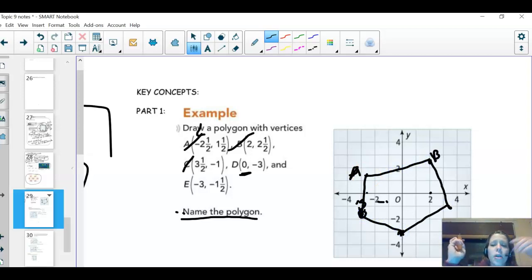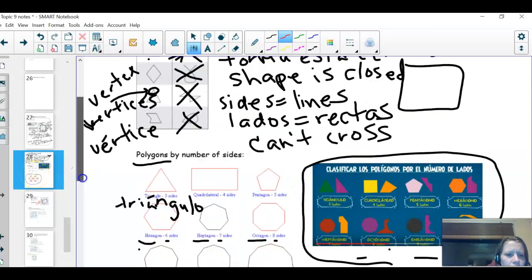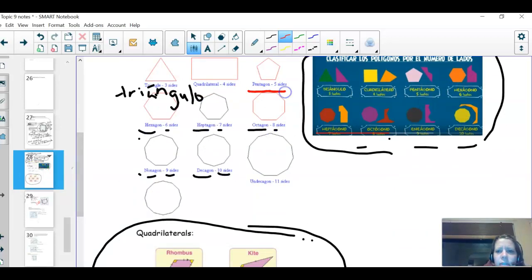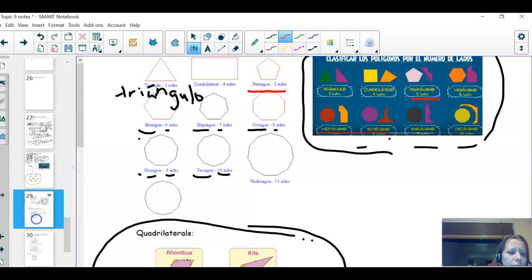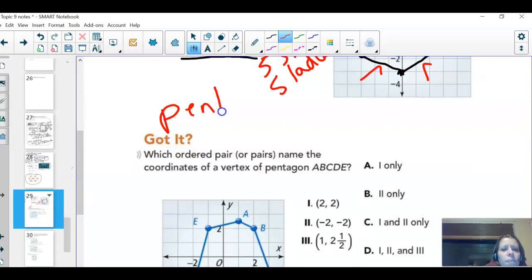Okay, ahora yo voy a contar mis lados. So I have 1, 2, 3, 4, 5. So I've got 5 sides. Tengo 5 lados. So I'm going to look on this page, and I have 5 sides. 5 sides, 5 lados. So I'm looking for a pentagon. So the correct answer was a pentagon.